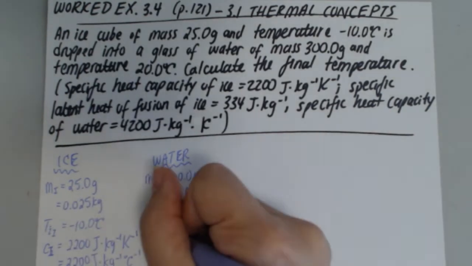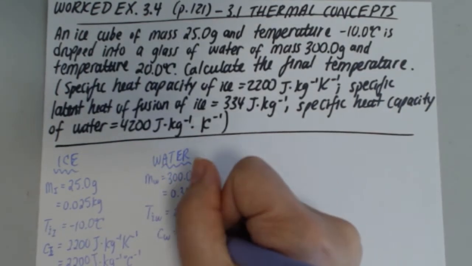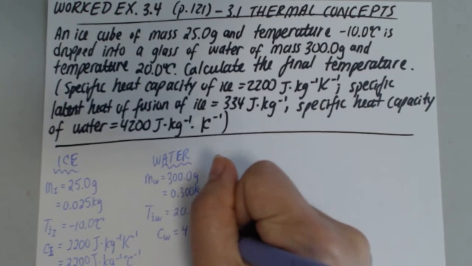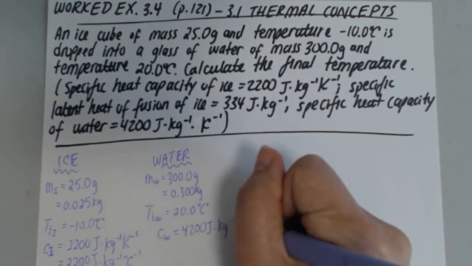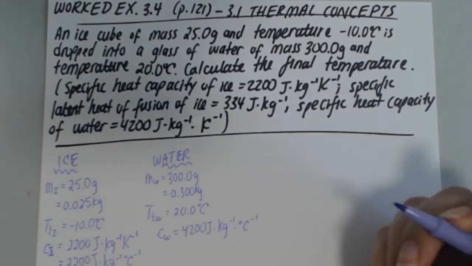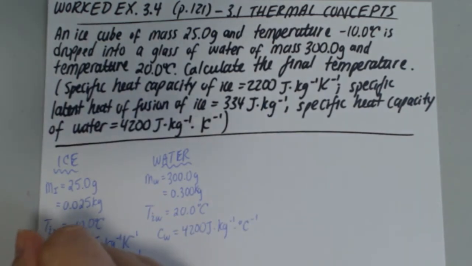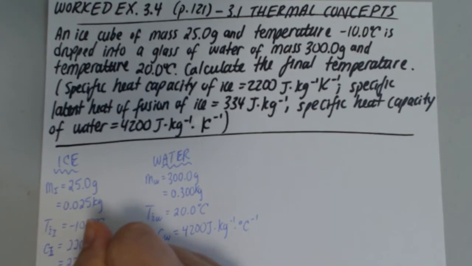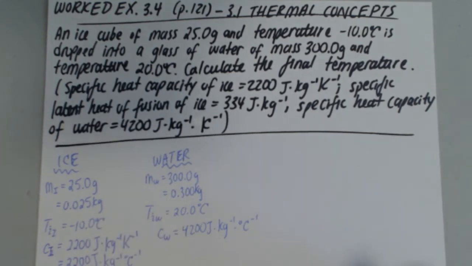And you know what, I'll just do that for water right from the get-go. So C sub W is 4200 joules per kilogram per degree Celsius. And we also know the latent heat of fusion of ice, 334 joules per kilogram. Okay.